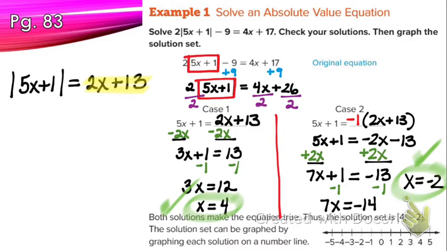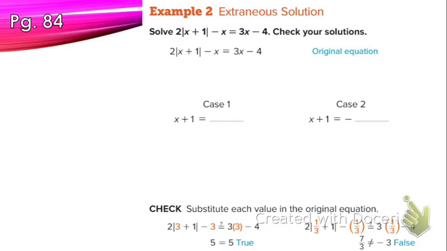Let's look at example 2. First step, we got to isolate. So when I isolate this right here, I need to get this box by itself. So what do I do first? First step is to get rid of this x. If it's a minus x, what's the opposite of subtracting x? Adding x. Let's add x.